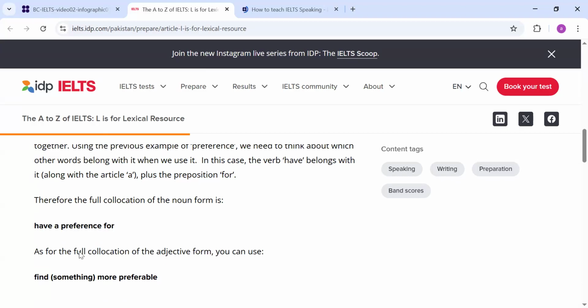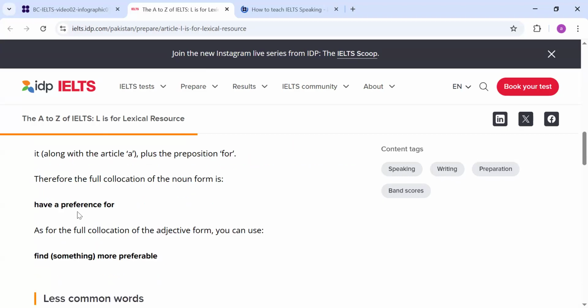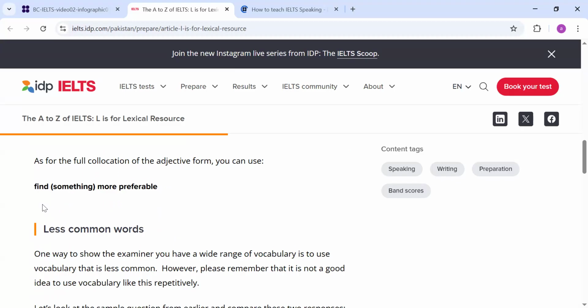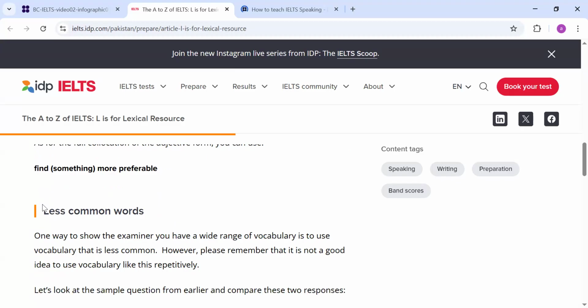Find something more preferable. So you can't say "you can do something more preferable". Here we are talking about finding something. So we need to make sure there will be no collocation issues when we are grouping words together.